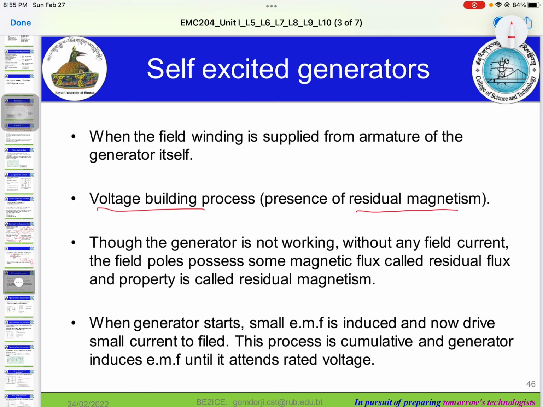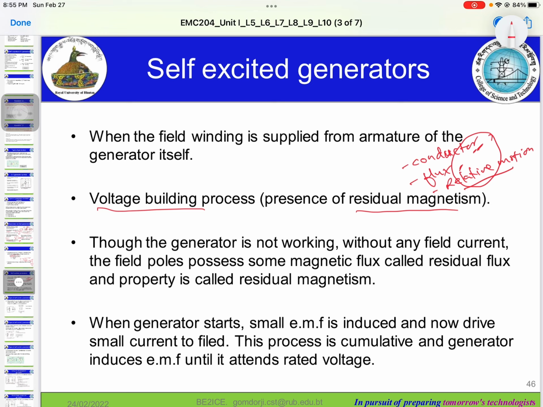Now, in the generator principle, we know that in order to induce the EMF, we need the conductor, the presence of flux, and the relative motion. When I say relative motion, either your conductor should be moving with respect to flux, or your flux should be moving with respect to the conductor. If these three things are present, then there will be induced EMF in the armature conductor.